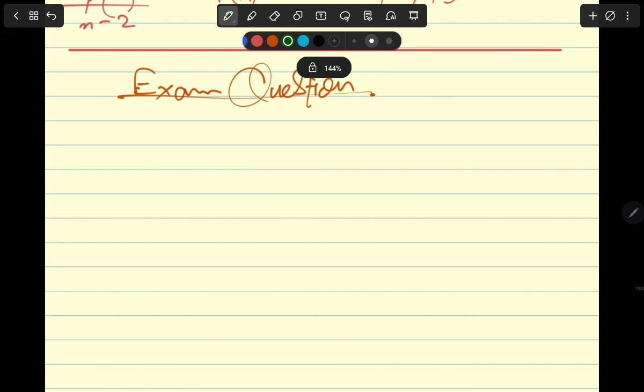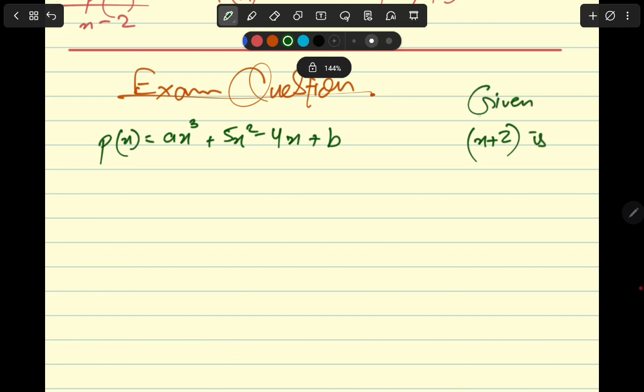Okay. Now, moment of truth, right? Let's tackle a few exam questions. Let's say that p of x is equal to ax cubed, where a is an unknown constant, plus 5x squared minus 4x plus a constant b. Now, these are the given conditions. Given x plus 2 is a factor, which means what? That p of negative 2 is going to be equal to 0. It's producing a remainder of 0. So this is the first condition.